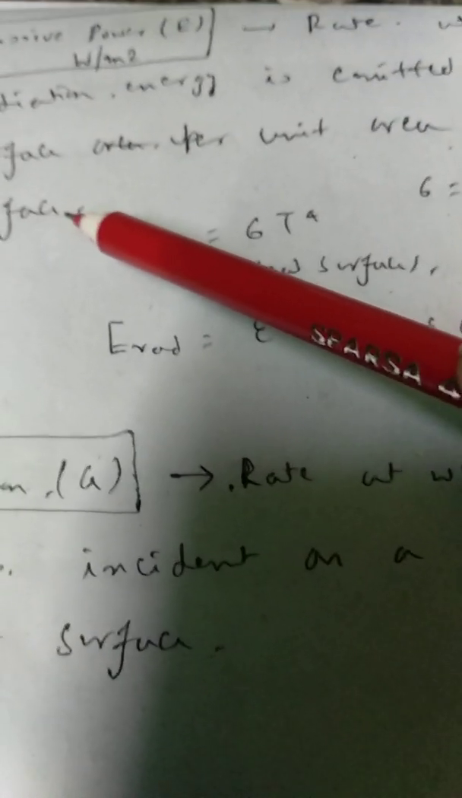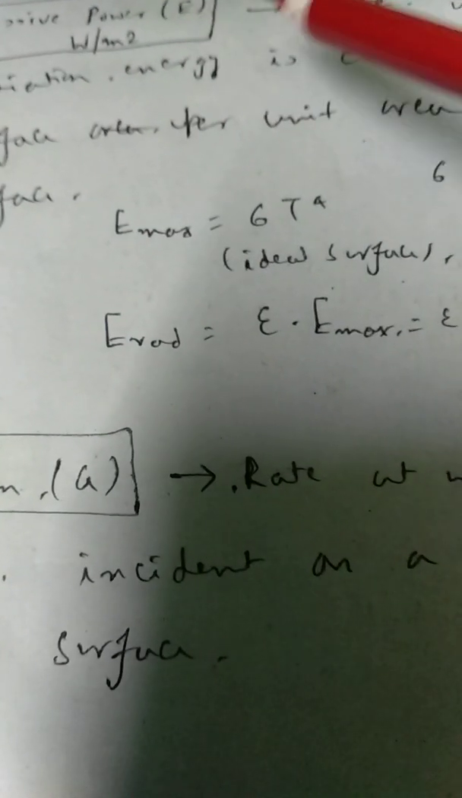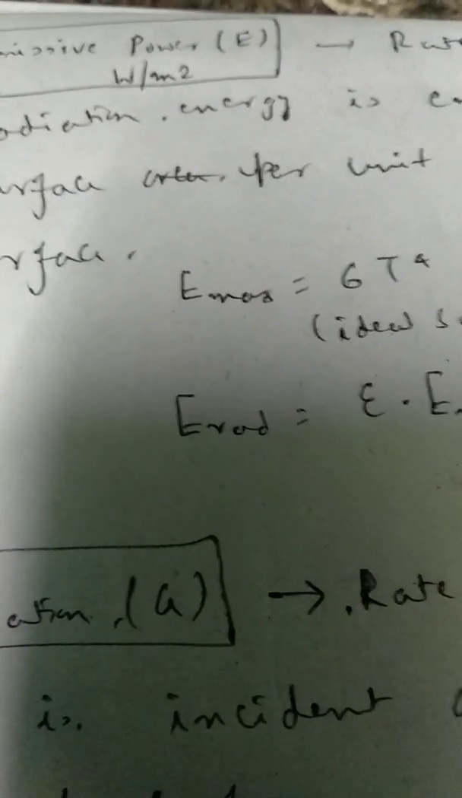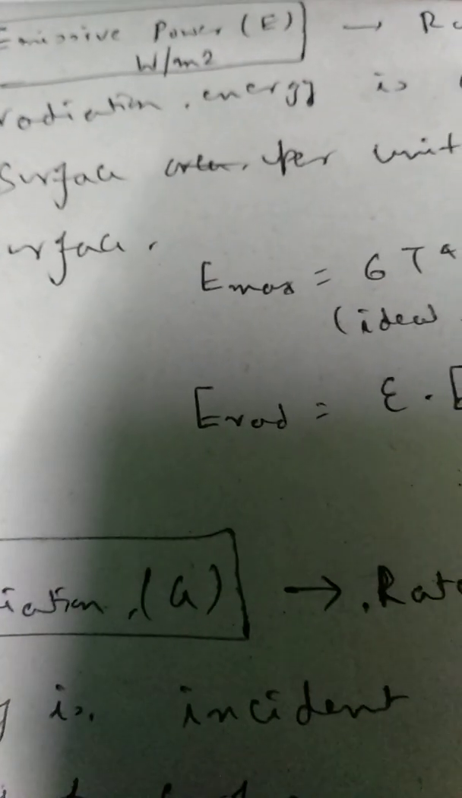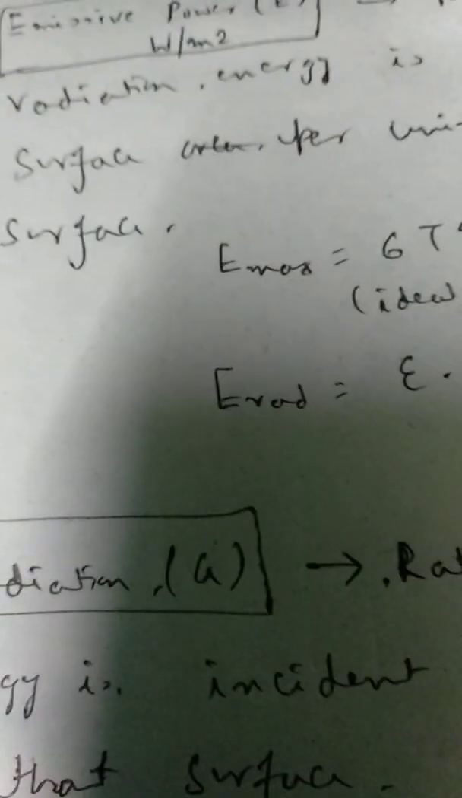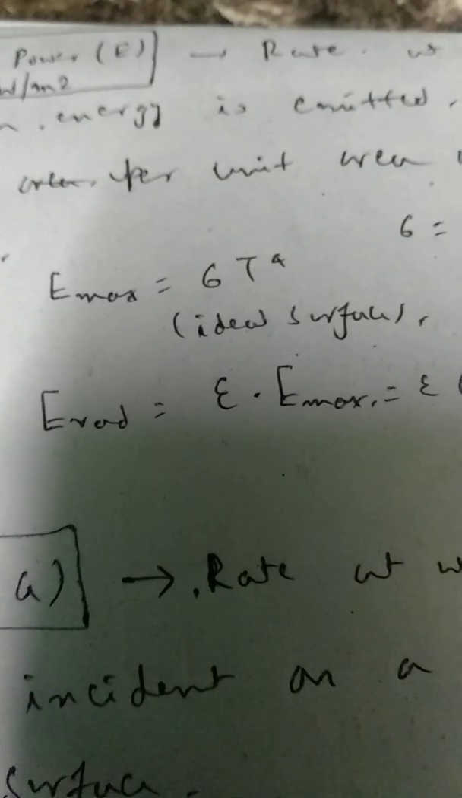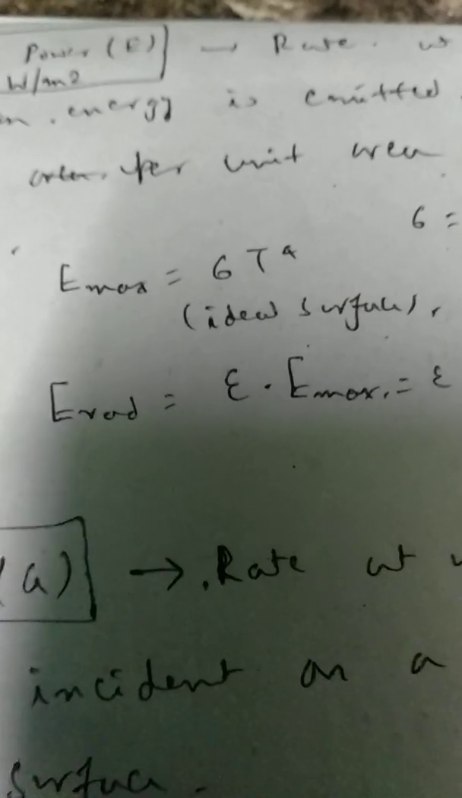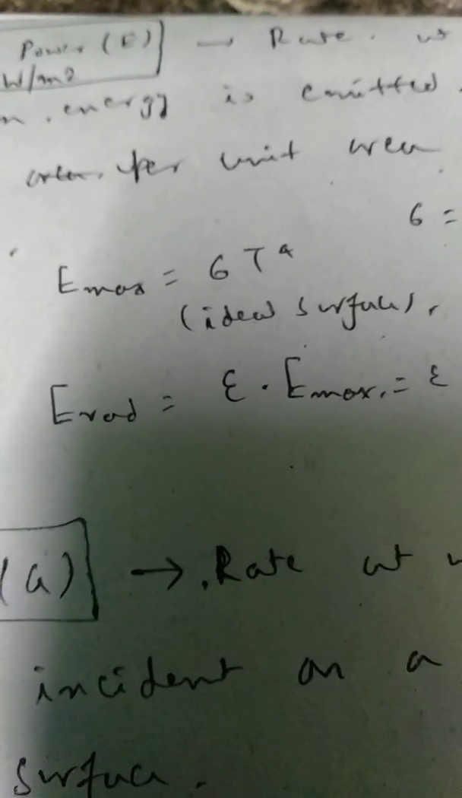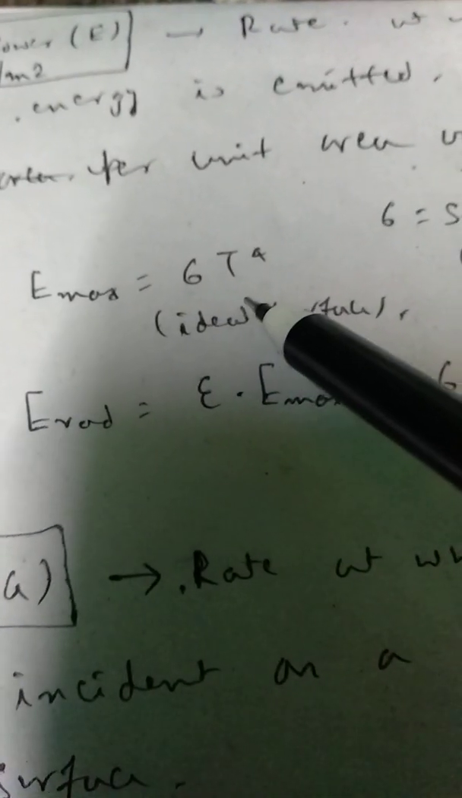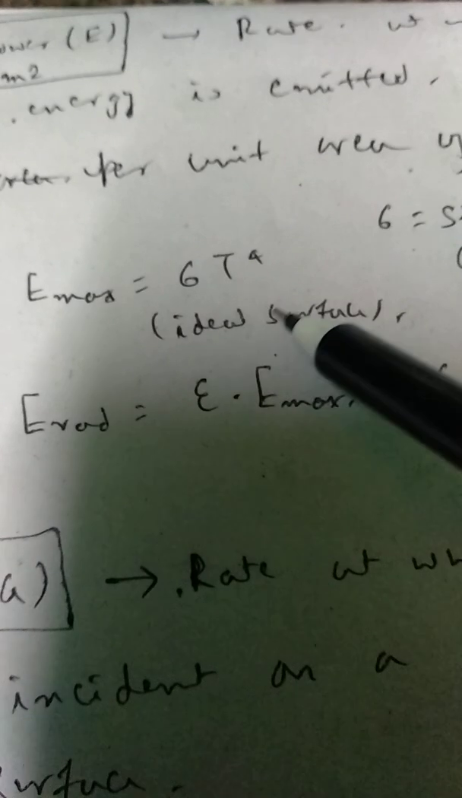So this emissive power is the energy per unit area. So this is a flux. Okay, and its SI unit will be, you can see here, watt per meter square. Now the maximum amount of emissive power that can be emitted from a surface, we get by the Stefan-Boltzmann law. You can see over here that E max is equal to sigma T to the power 4, where T is the absolute temperature of that body.